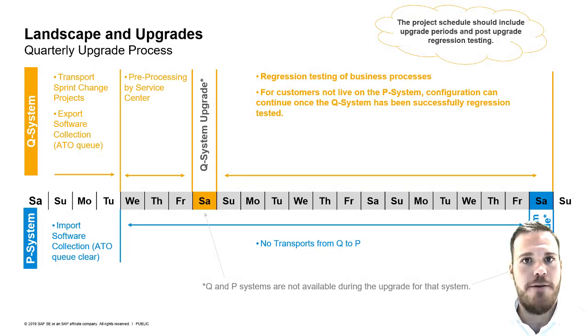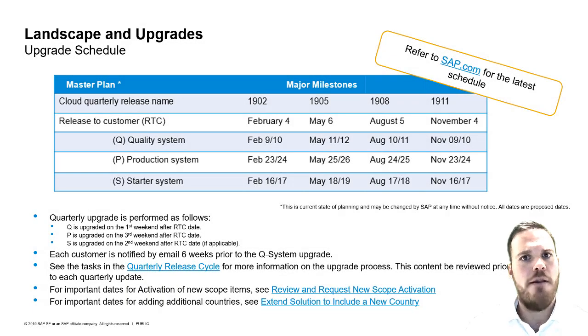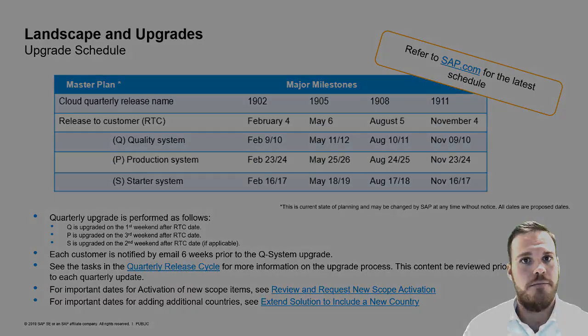Every quarterly upgrade has the same schedule. Here you can see when the systems are not fully available. Note, within the upgrade, you cannot do any transports from Q to P, but you can use the time for regression testing. As one last thing, I show you the upgrade schedules and the current dates which are referring to them. But please check out sap.com for the upgrade schedules in the future.